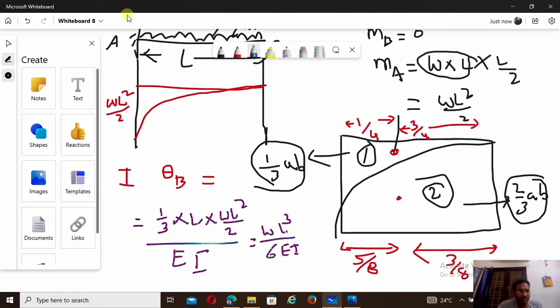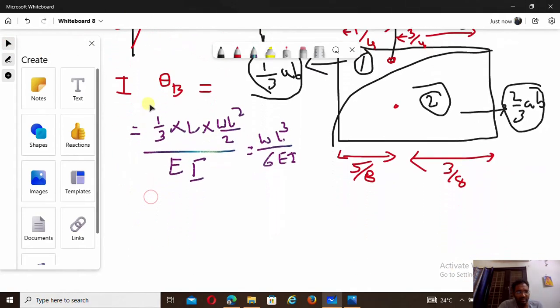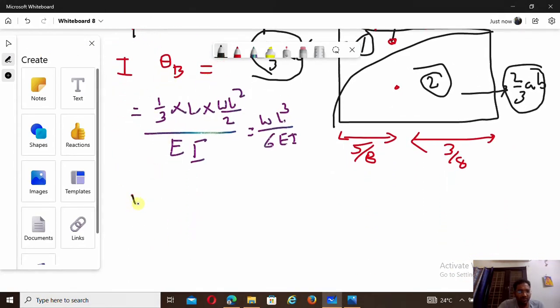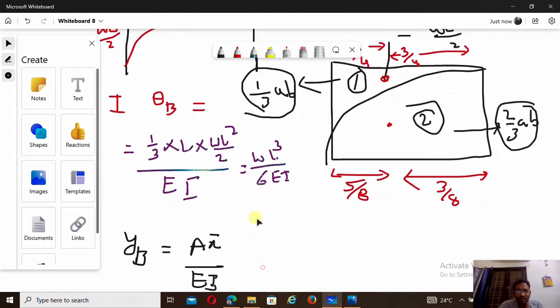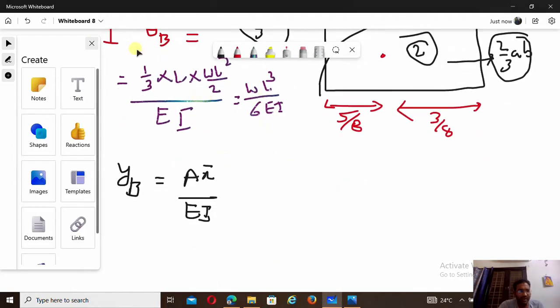So now for deflection calculation, y at B is equal to the same concept, but extra is x bar, that is A into x bar by EI. Just now I said to you, what is the centroid for this? 3 by 4th of L, from this we have to consider now. So the area is the same, that is equal to 1 by 3 into L into W L square by 2.